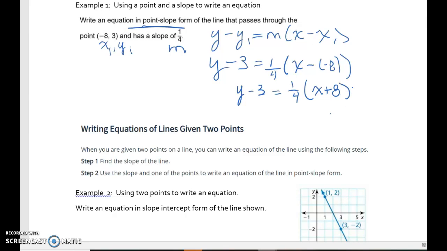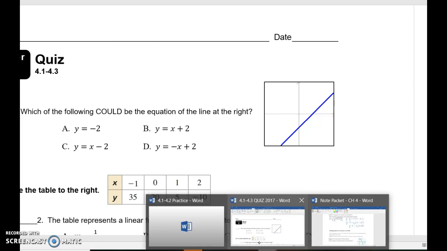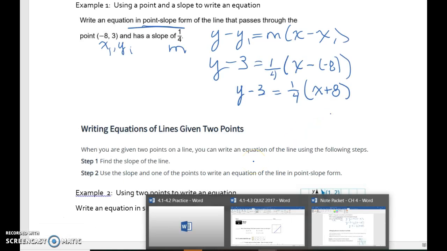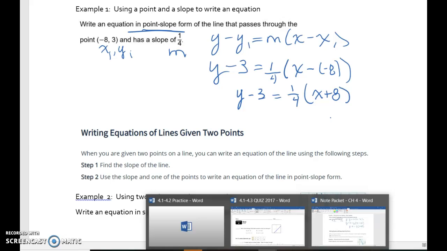We're going to stop there for right now. And so we're going to say that's your answer. And we're going to move on and look at some other examples.